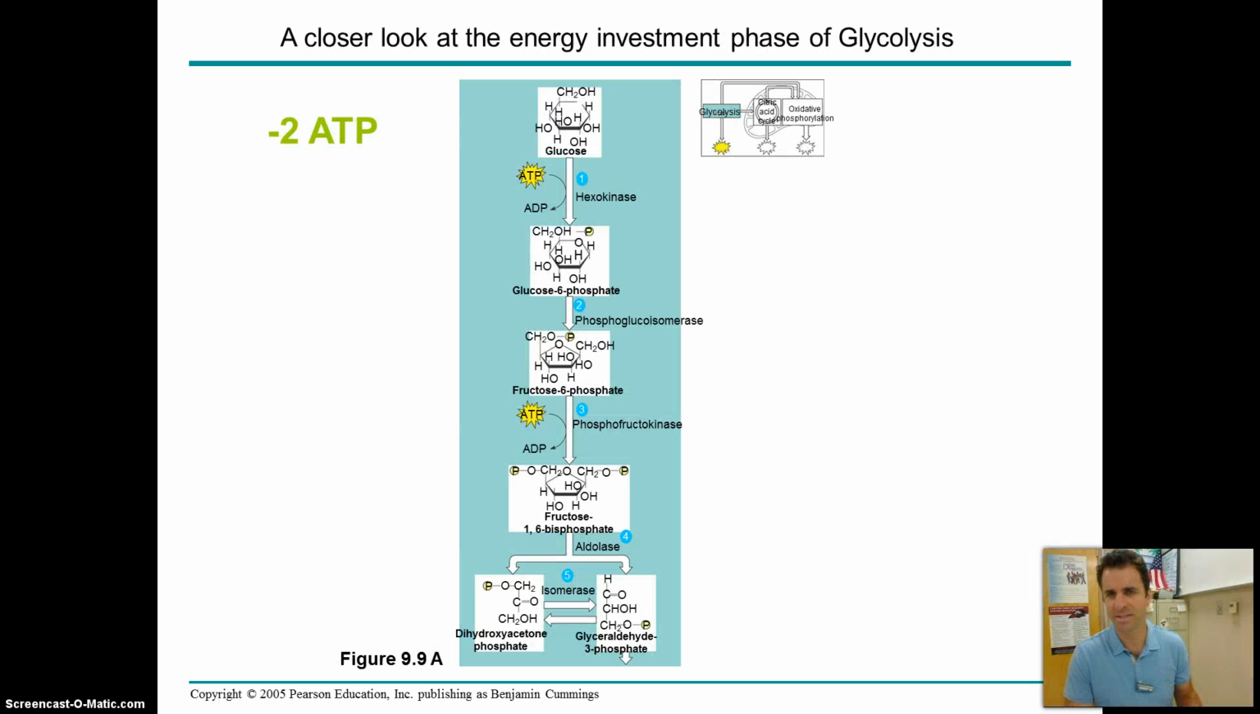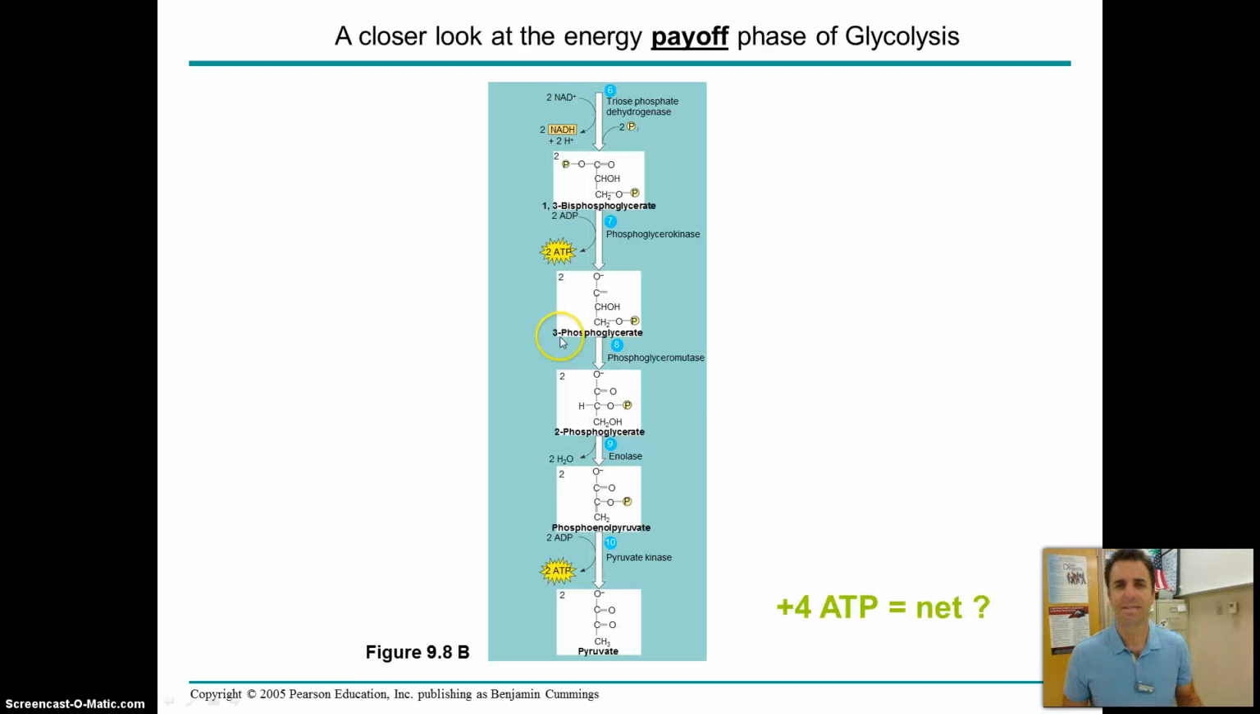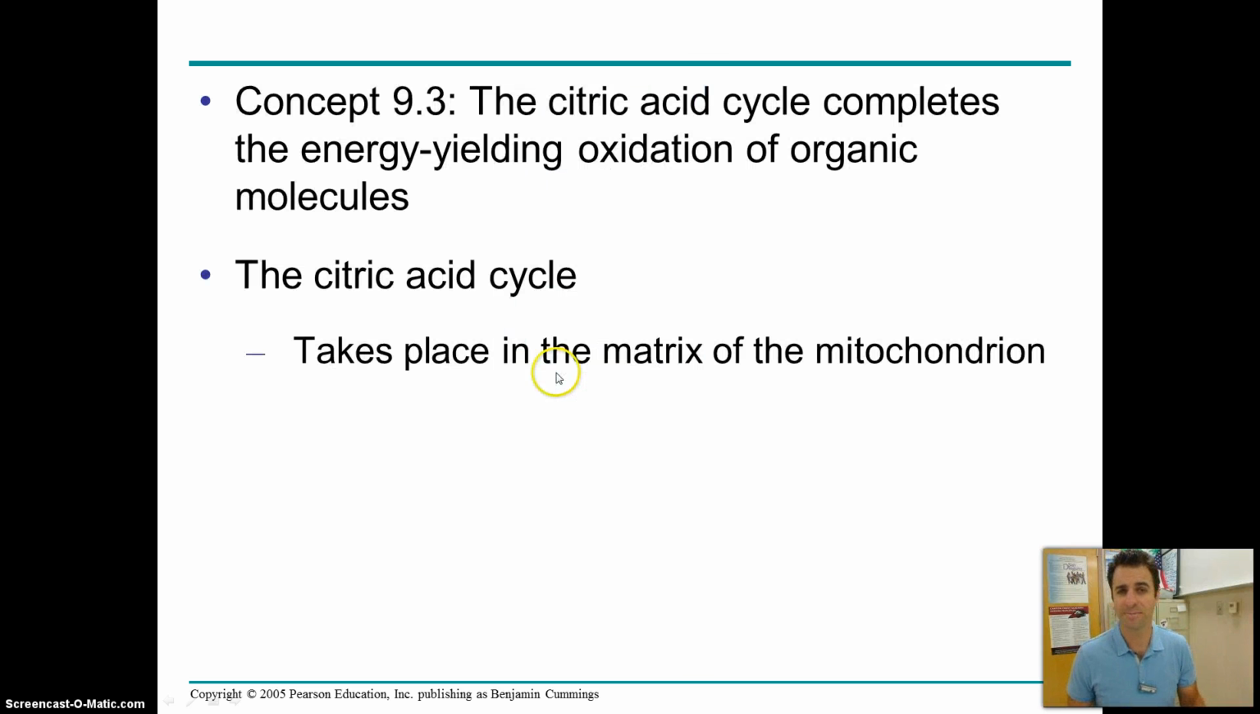This is the details of the investment phase. You need to memorize all the chemical structures of glucose, glucose 6-phosphate, and so on, and the enzymes all throughout. No, I'm just kidding. You don't need to memorize all that. This is the investment phase. This is the payoff phase. Don't go memorizing all the names of the enzymes and so on, but you do need to know what comes in and what comes out.